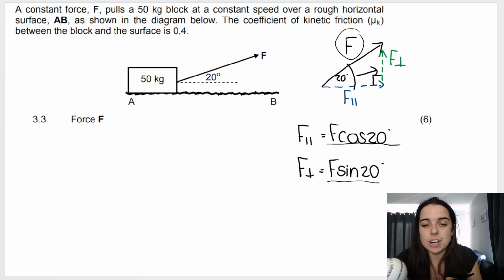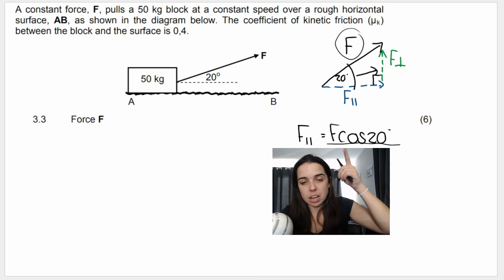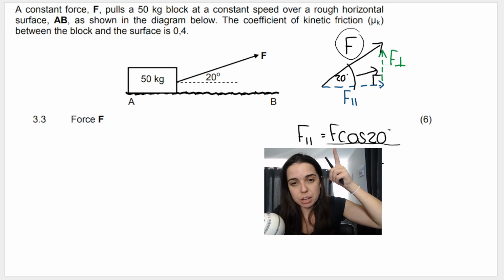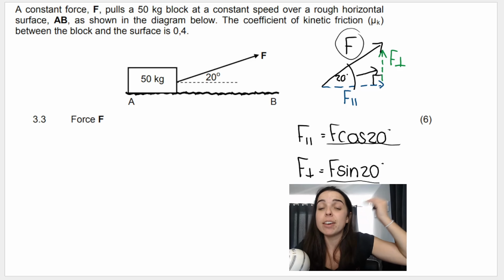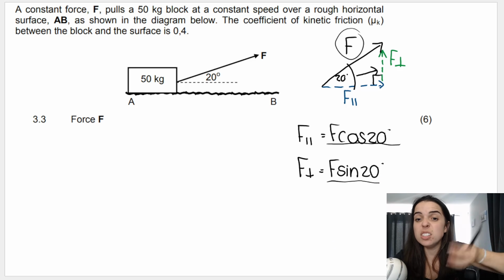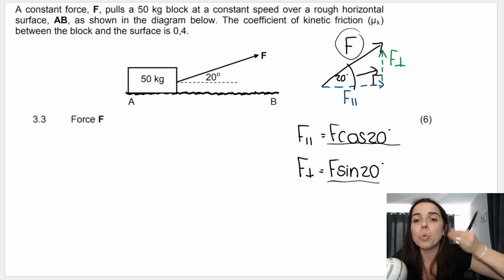Now, the reason why I don't have a number in the place of F is because I don't know what F is. So all I can do for now is write that the parallel component is F cos 20. If I knew what F was, I would put a number in its place, and F perpendicular is F sin 20. Still, this is not getting me anywhere. I need to work out F.